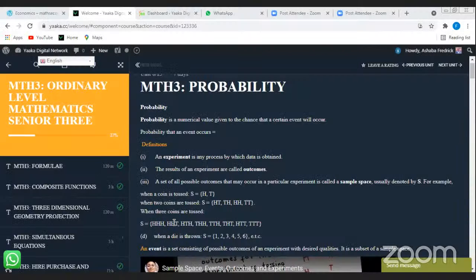So we haven't done the one of when 3 coins are tossed, but we shall come to it when we go to tree diagrams and we draw a tree diagram. There we can illustrate how we get a sample space of throwing 3 coins. Okay.